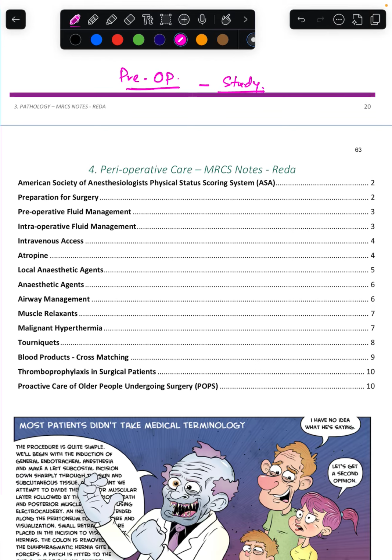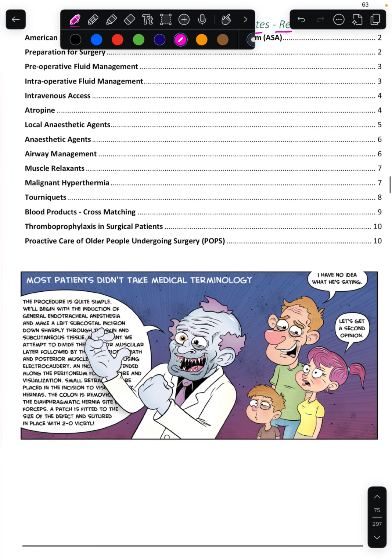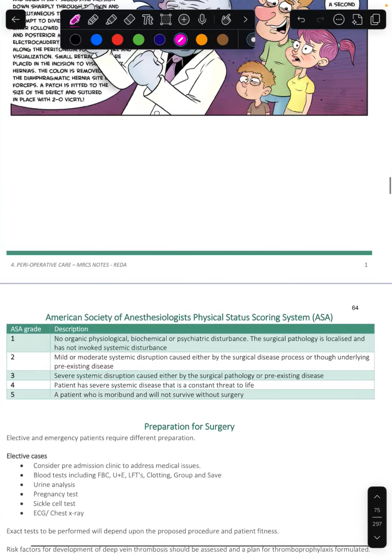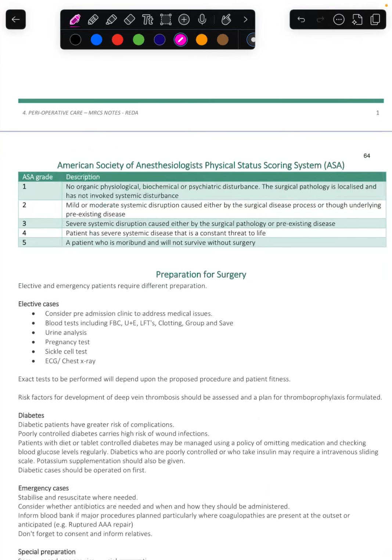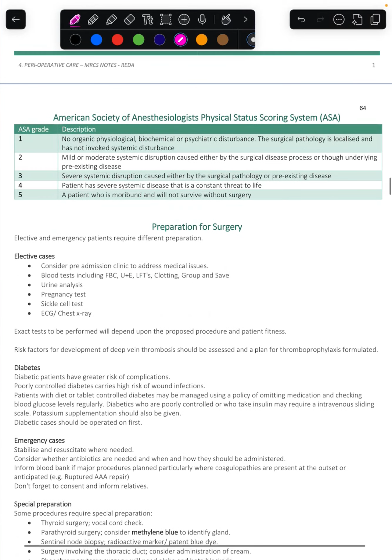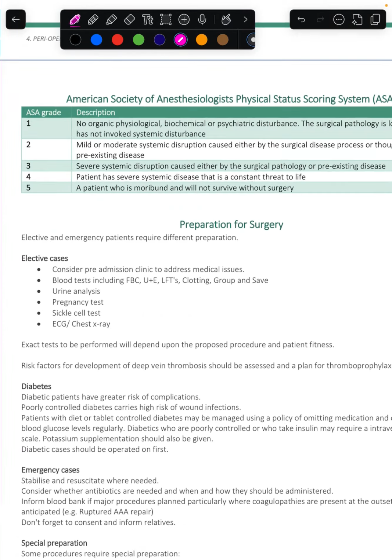So pre-operative care of the patient, for preparation for MRCS. There are different books, and different topics are from different books. This topic is very wonderfully expressed in one, and in short it is 10 pages on pre-operative care. The first thing is ASA grading, the American Society of Anesthesiologists grading for pre-operative preparation. When the patient is taken for surgery, there are 5 grades: ASA grade 1, 2, 3, 4, 5.